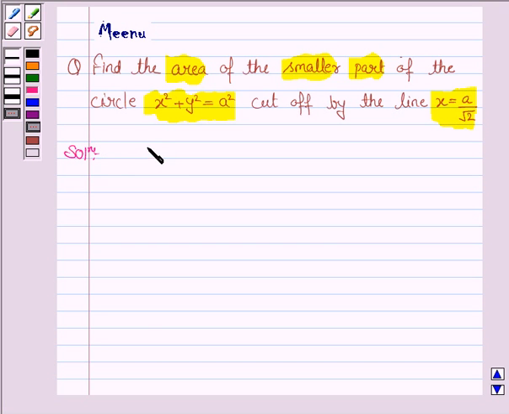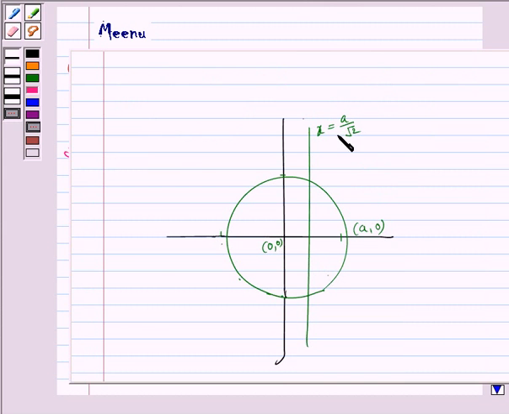Here we are given a circle x² + y² = a². The circle has center (0, 0) and radius a. We have to find the area of the smaller part of the circle x² + y² = a² cut off by the line x = a/√2. So we have to find this area.